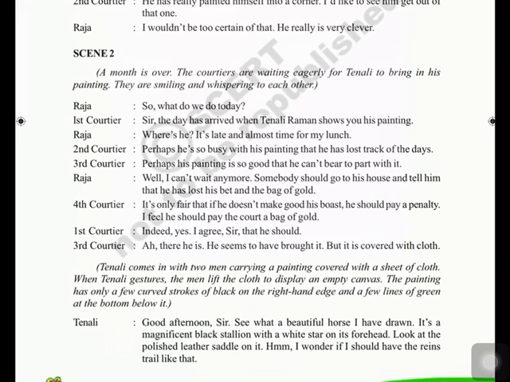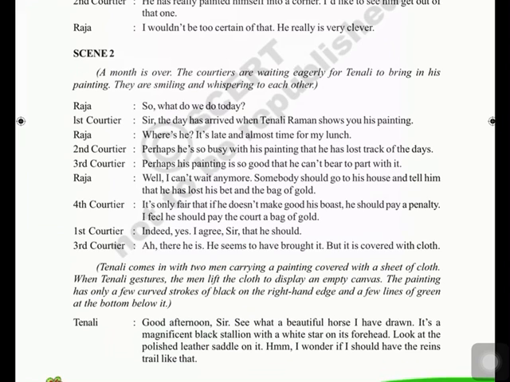Good afternoon, sir. See what a beautiful horse. So what can you understand? He has drawn a horse. I have drawn a horse. It's a magnificent black stallion with a white star on its forehead. It is a beautiful black male adult horse with a white star on his forehead. Look at the polished leather saddle on it. A saddle means it is used as a seat that was kept on the back of the horse.